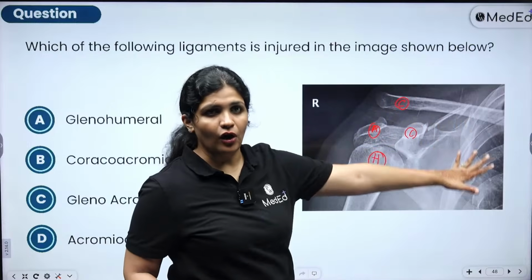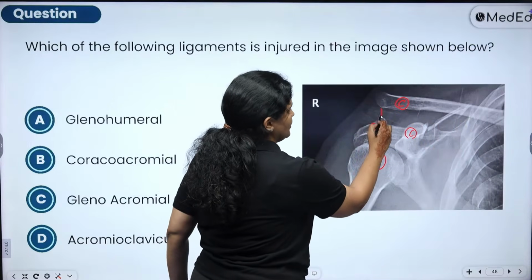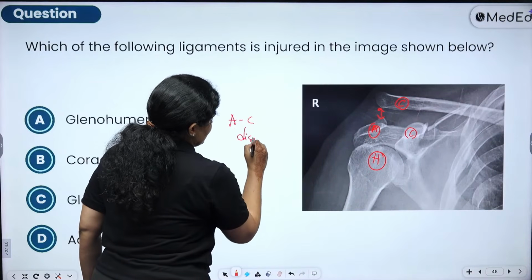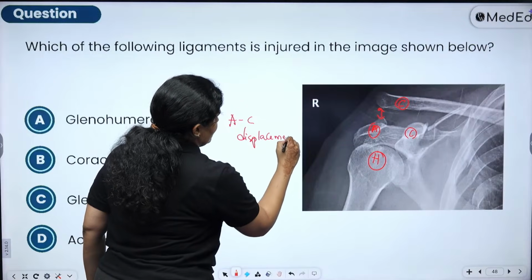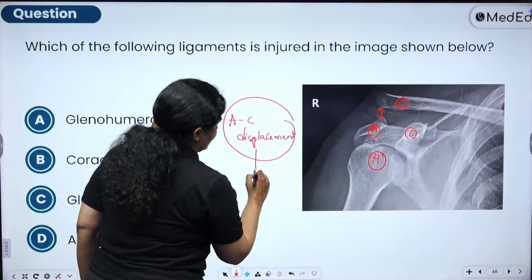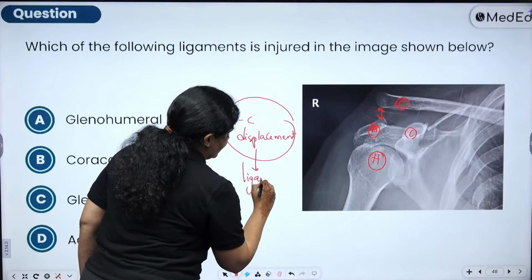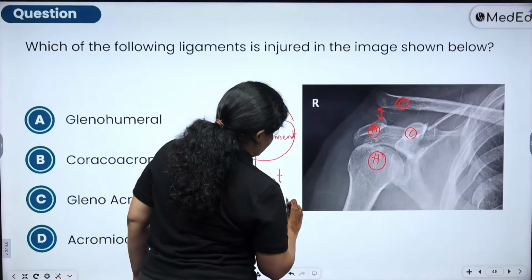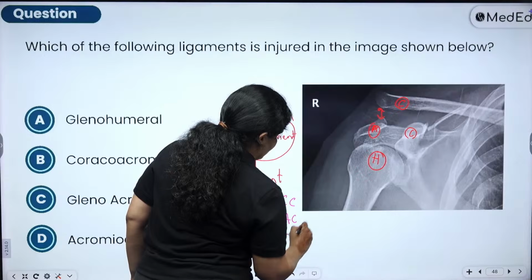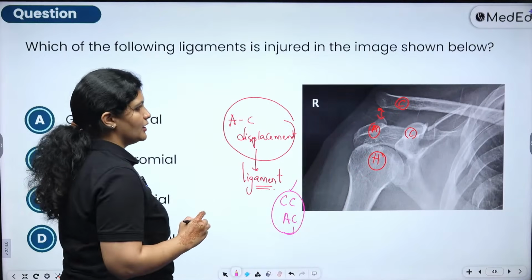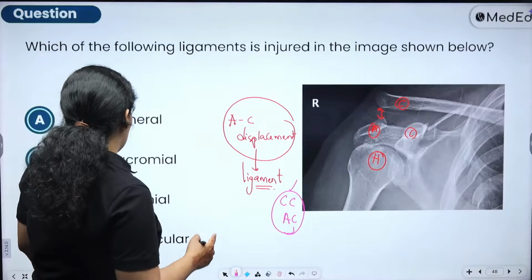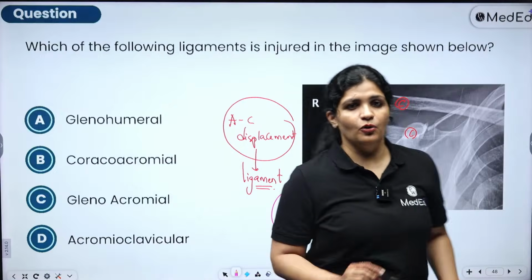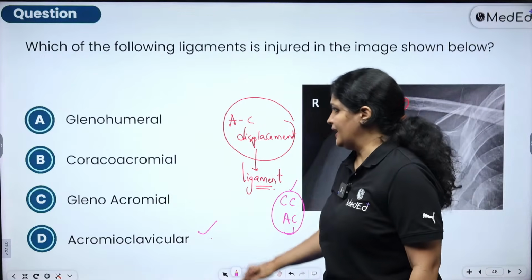If you see a normal X-ray, you will see that the clavicle and acromion are together. Here, there is an acromioclavicular displacement between the acromion and clavicle, and this is because of ligament injury. What are the ligaments present in this area? One is the coracoclavicular ligament and the other is the acromioclavicular ligament. Both are very important, and here the ligament injured is the acromioclavicular ligament. Okay, AC ligaments.